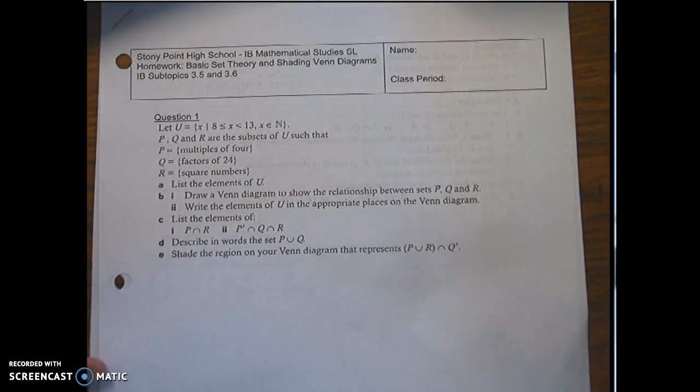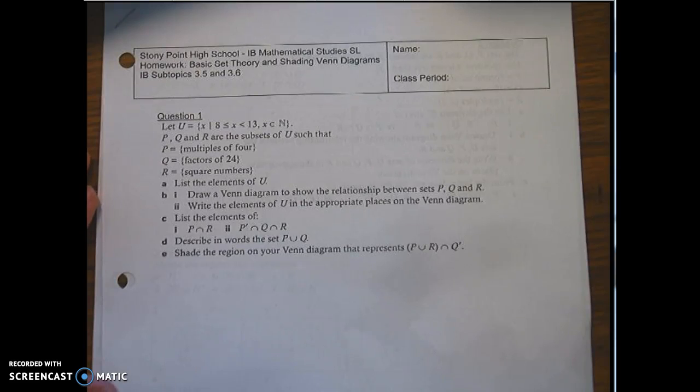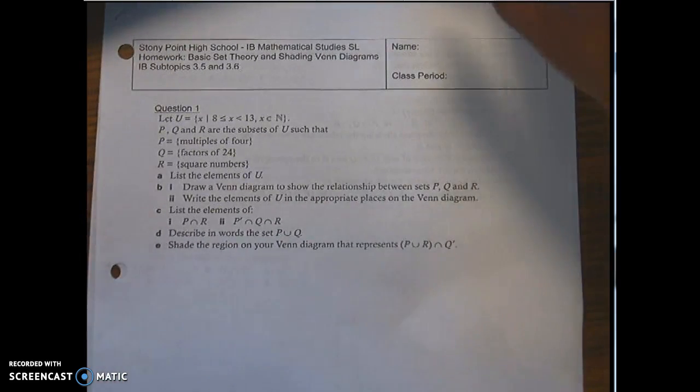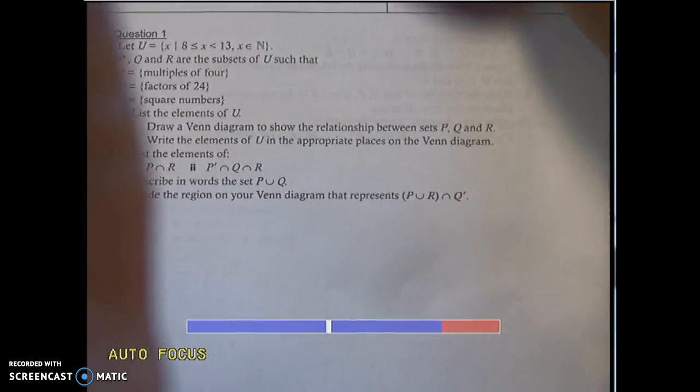This is Mr. Alexander, and today I'm going to talk to you about basic set theory and shading of Venn diagrams, which is part of topic 3, which is the logic, sets, and probability topic. Let's talk about basic set theory for a moment.